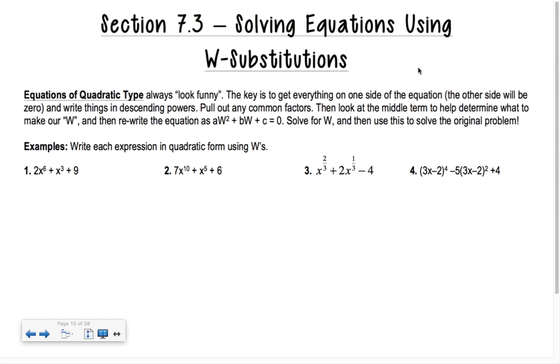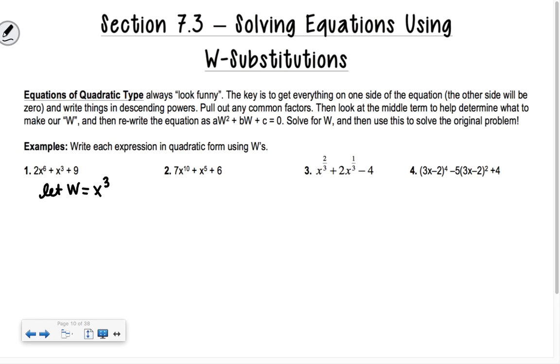The first thing we're going to do, we're not going to solve these first few, but we're just going to try to set them up using W's, so doing a substitution with W's. So something like 2x to the 6 plus x cubed plus 9. What I'm going to do is let my W equal x cubed. And my goal is to get it to be a quadratic equation. So this is a quadratic equation right there: something times w squared plus b times w plus c.